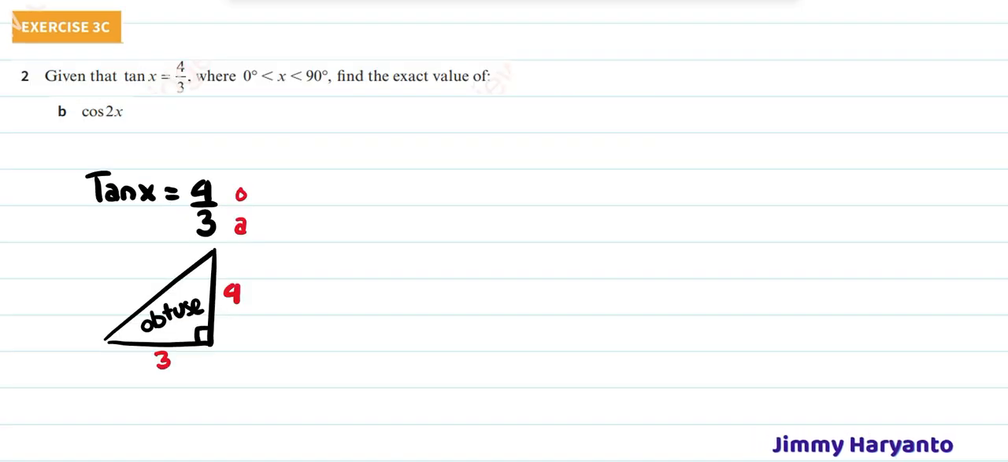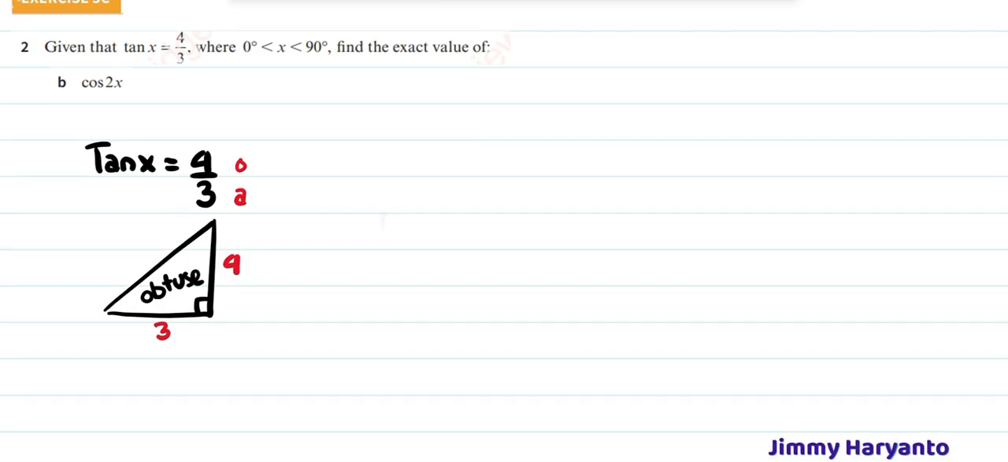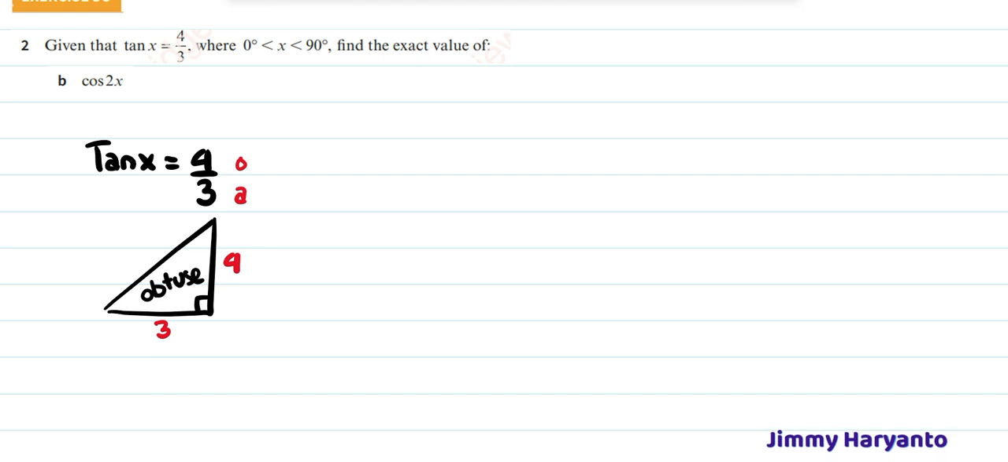For question 2b, the question gives you tangent x equals 4 over 3. Every time you see this type of question, you create a right triangle first, and then put the 4 and 3 on the corresponding sides, opposite and adjacent, and then find the hypotenuse using Pythagoras' theorem. For this one, I think we will need the cos or maybe the sine. It's up to you. I will find the sine.